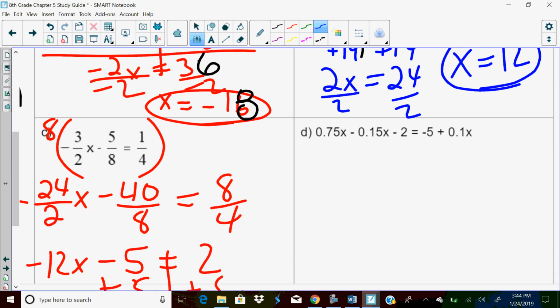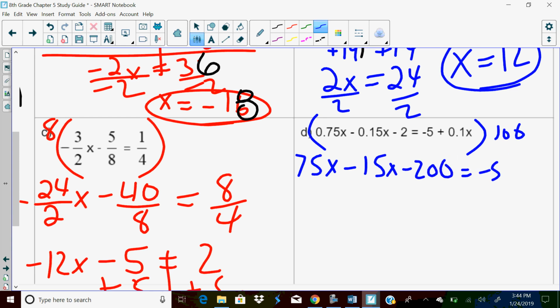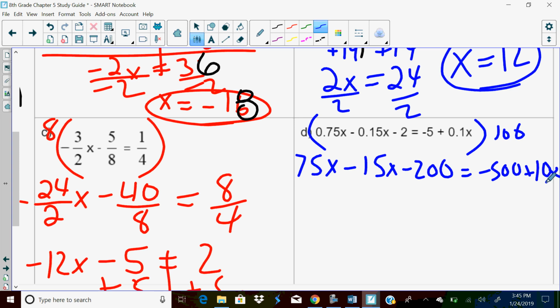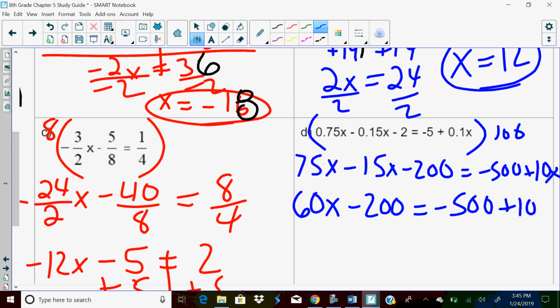For D, I'm going to multiply everything by 100, so it moves the decimal points over. You don't have to, but you can. It makes it a little easier to do. So I'm going to get 75x minus 15x minus 200 equals negative 500 plus 10x. So then I combine like terms. So over here, I'm going to get 60x minus 200 equals negative 500 plus 10x.